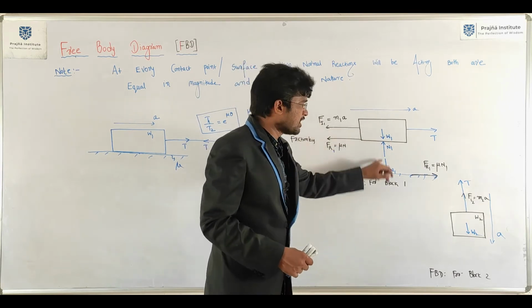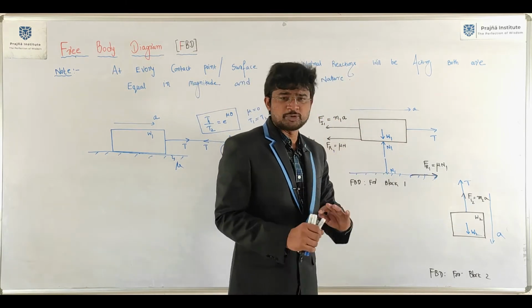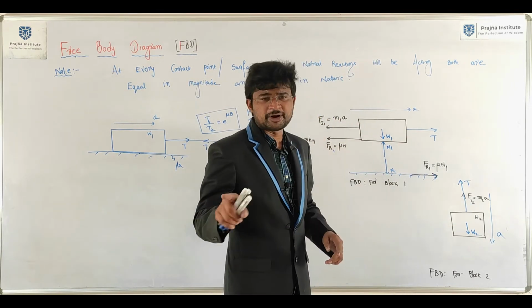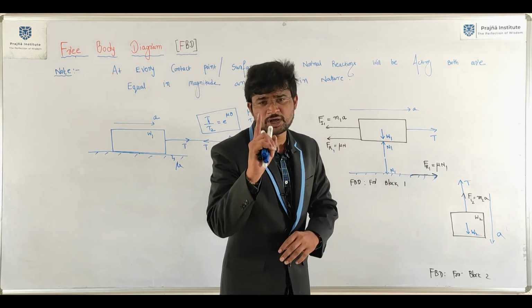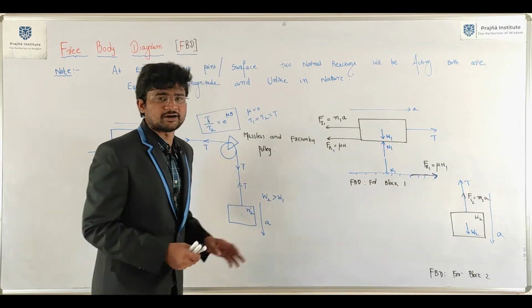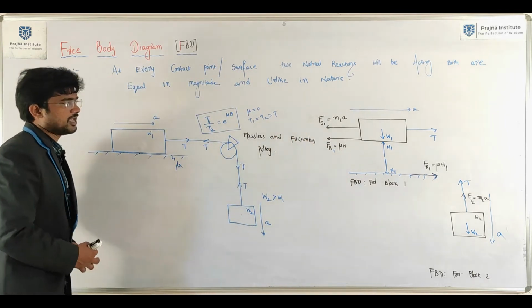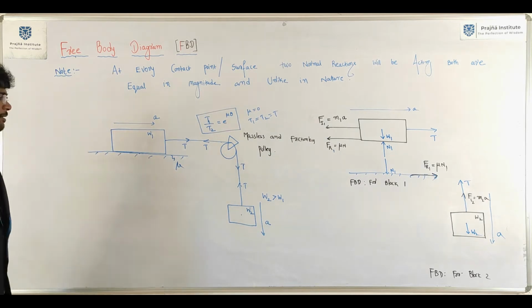First statement, weight always acts vertically downward. Next, tension always pulls the body. Normal reaction is always perpendicular to the surface. At every contact surface, two normal reactions will be acting. Both inertia and frictional resistance always act opposite to the direction of motion of the body. That's it. This is the way to draw a free body diagram.